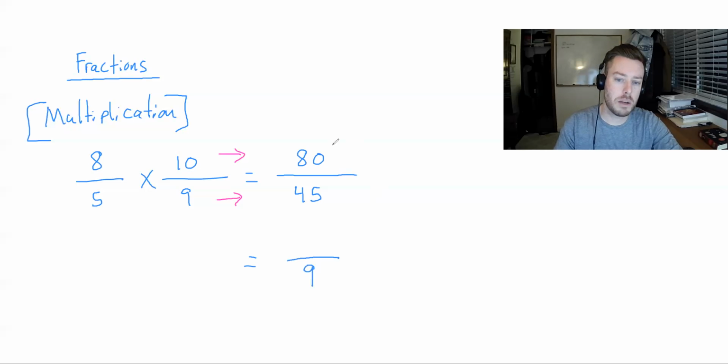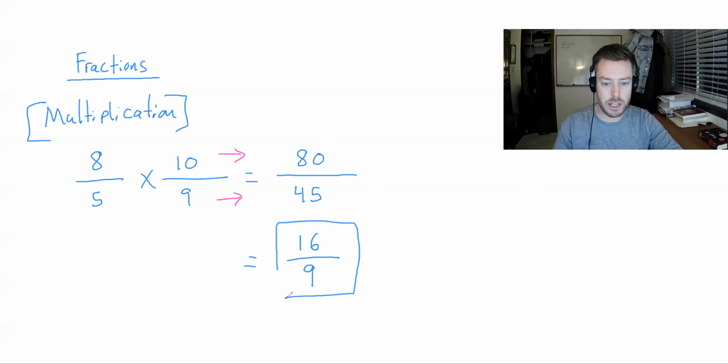Right? And then what times 5 is equal to 80? In that case, I will pull out my trusty calculator because I don't want to take up too much time. And I notice that that is equal to 16. At which point I can see that there's really no number that goes into 16 and 9. So 16/9 is my final answer.